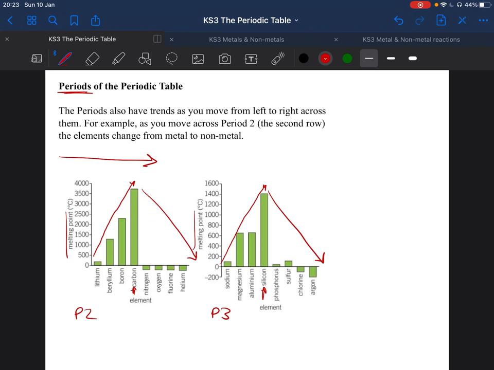Okay, guys, so that is everything that I wanted to go through with you today about the periodic table. If you need to, go back, watch this again, and make any notes that you might need to help you with whatever you're going to be doing with your tasks today.